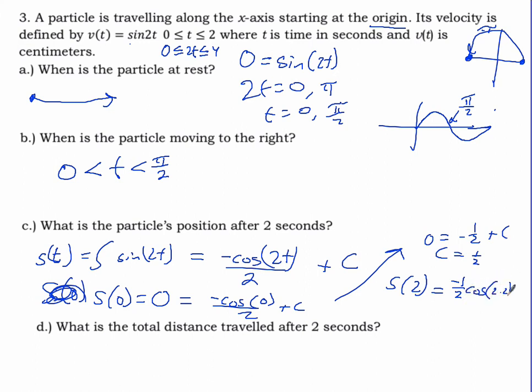Okay, so S of 2 equals negative half cosine 2 times 2 plus half. Okay, you type that in your calculator, make sure you're in radian mode. Get 0.173. Okay, so that's the position after 2 seconds.